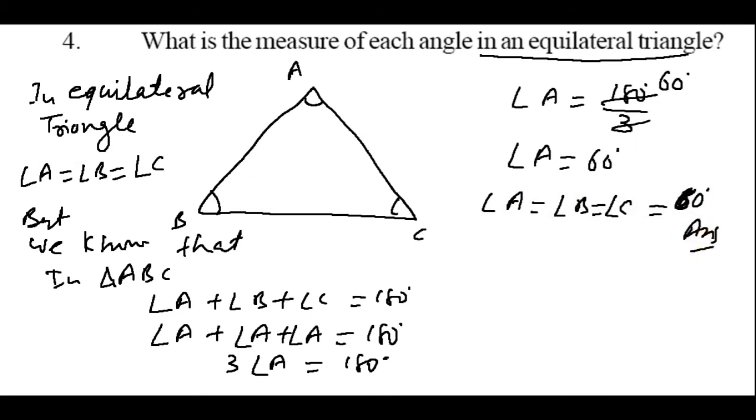You can write. Now come to the fifth question. If one angle of a triangle is equal to the sum of the other two angles, will the triangle be a right angle triangle? Once again, if one angle of a triangle is equal to the sum of the other two angles, so it is given as angle A is equal to angle B plus angle C.